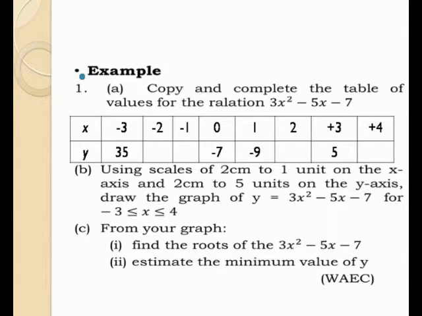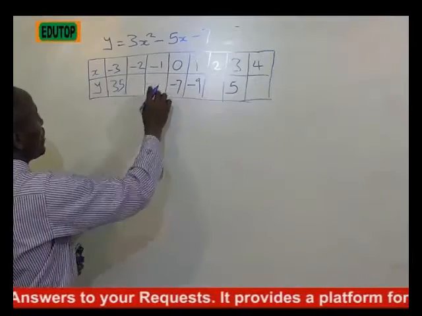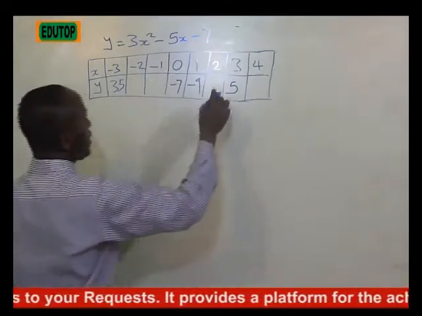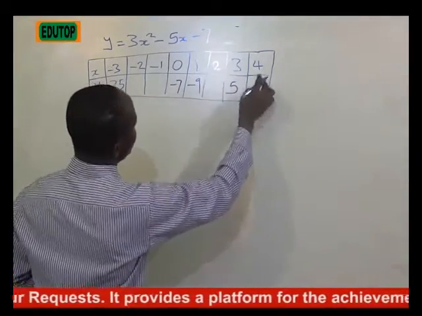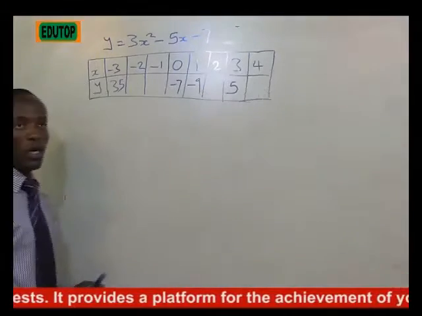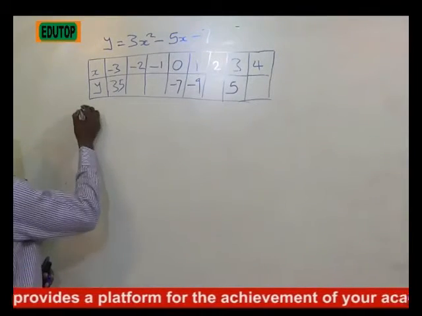Now, we'll be given the value of y when x is equal to minus 3. We'll be given the value of y when x is equal to 0 as minus 7, and the value of y as minus 9 when x is equal to 1, and the value of y to be 5 when x is equal to 3. So we have to get the value of y when x is equal to minus 2, minus 1, 2, and 4. So these are the things we'll be doing right away.